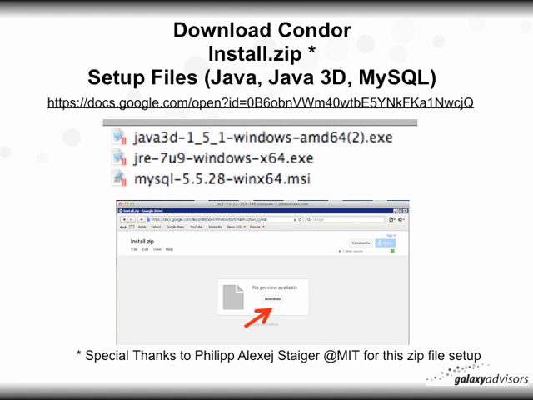docs.google.com, and so on. I've included this link under the YouTube video description. If you just say Show More, you'll see all the links that are embedded in this video. Much easier than trying to pause and type this very long, complicated string. Once you do, you'll see these 3 files, and then you'll be able to click Download. And again, a special thanks to Philip Steger at MIT for this zip file setup, which makes it very easy to install.